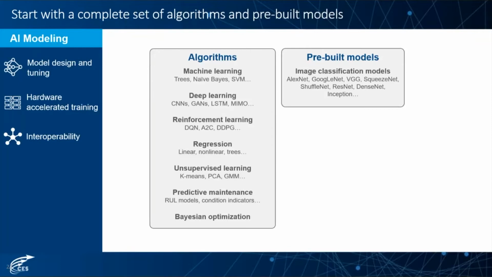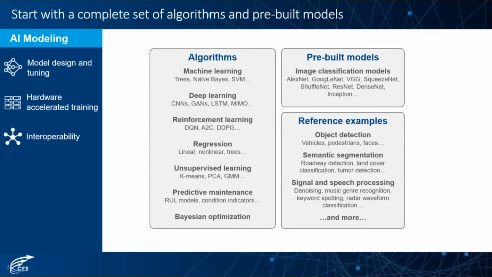Sometimes algorithms and pre-built models are not enough. This is where examples come in handy. Examples are the way engineers learn how to use algorithms and find the best approach for their specific problem. We provide tons of examples within MATLAB itself that cover different applications such as deep learning models, object detection, semantic segmentation, as well as signal and speech processing and more.